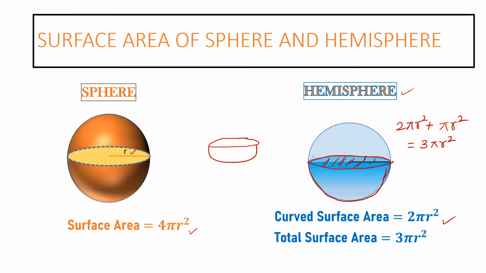So the formula for total surface area of hemisphere is 3 pi r square and curved surface area is 2 pi r square. Sphere has only one surface, so whether we say curved surface area or total surface area, it's one and the same thing. So let me erase this. Right, now let's continue with the exercise.